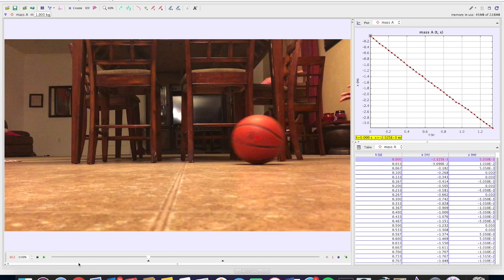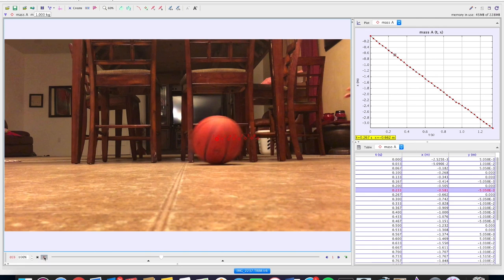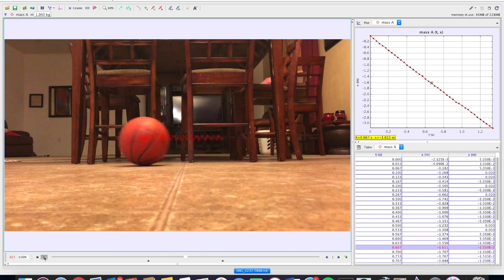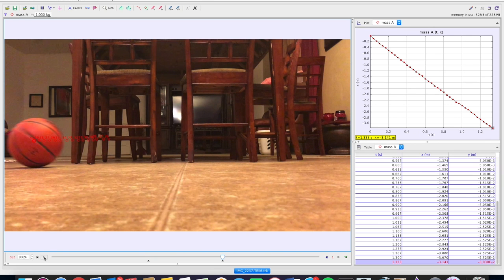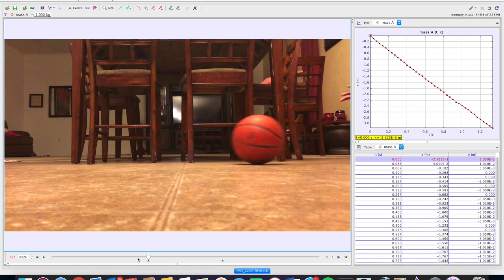Here, our system will be just the basketball, with surroundings as the ground, the air, and everything around it. The first frame starts a little after the ball has been pushed to give it time to stop accelerating and reach its constant velocity. The forces present will be my hand pushing the ball to the left, gravity pulling down on the ball, the floor pushing back up on the ball, floor friction, and air resistance.